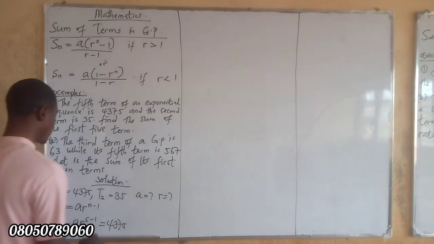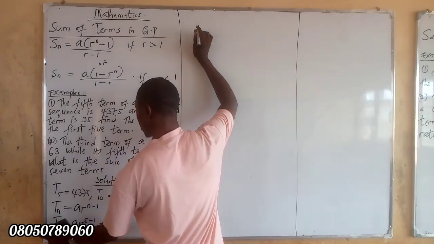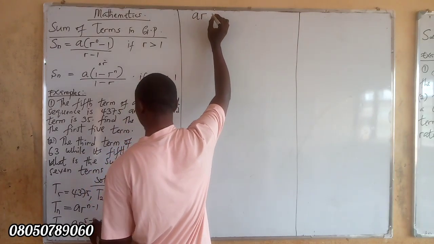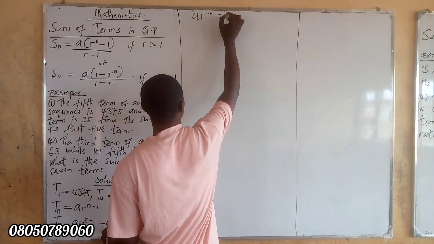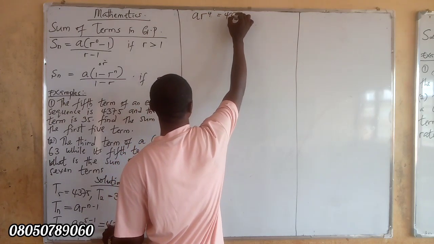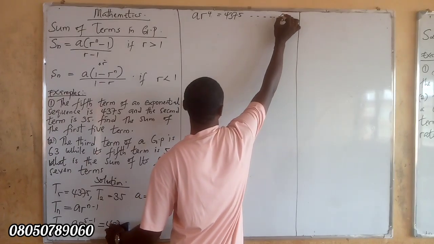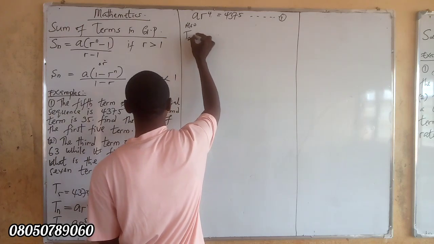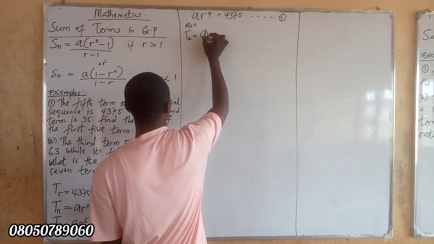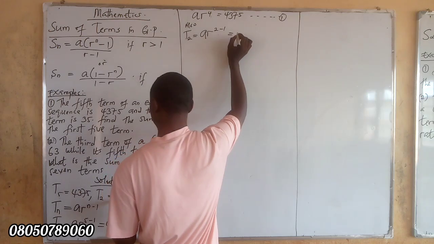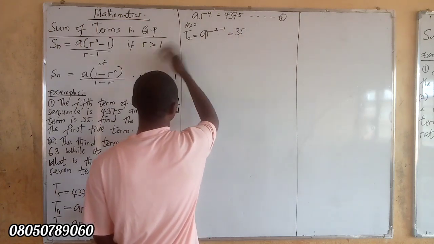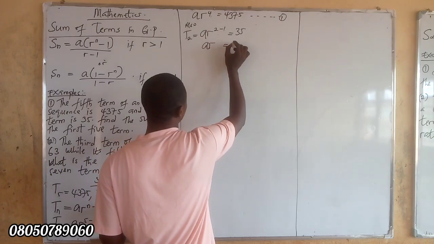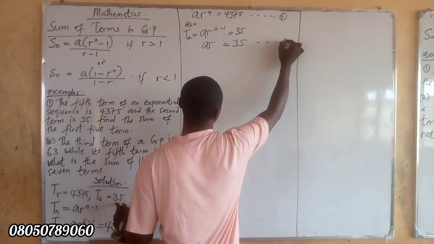And this t of 5 is given to be 4375. Forget about the left hand side; we focus here, which is AR, 5 minus 1 is 4, equals 4375. We call this equation 1. And then also t of 2 will be equal to AR raised to the power of 2 minus 1, and t of 2 is given to be 35. Leaving the left hand side alone, 2 minus 1 becomes 1, so we have AR equal to 35. This is going to be equation 2.